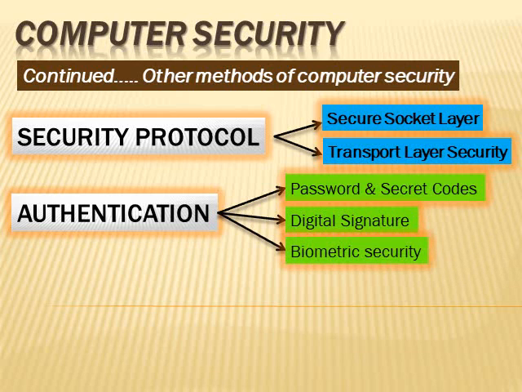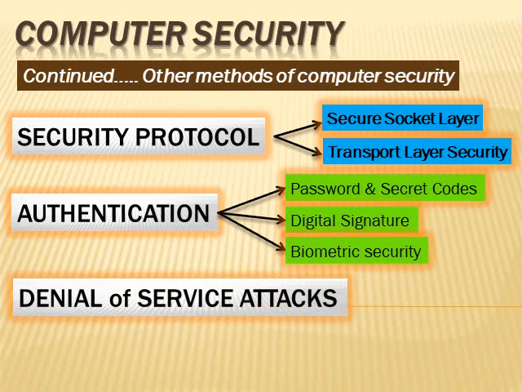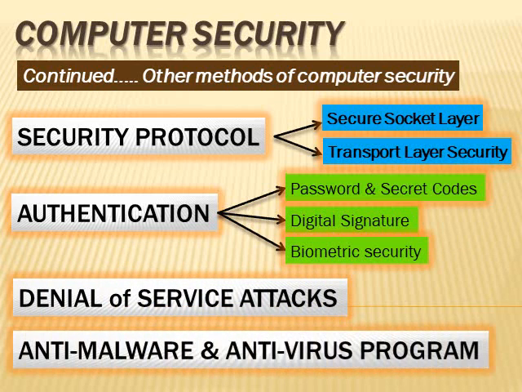security. Number 3, it is called denial of service attacks. Number 4, it is called the use of antidote software like anti-malware or antivirus programs.